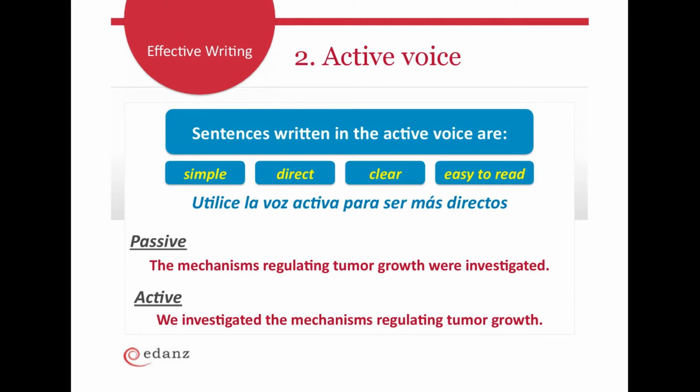So here's an example of a sentence written in passive voice, where the verb is placed at the end of the sentence. So it is not very direct. In active voice, however, you say, we investigated. And by placing the verb at the beginning of the sentence, it is much clearer and more direct for your reader.